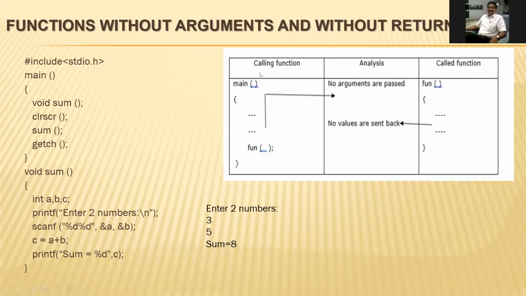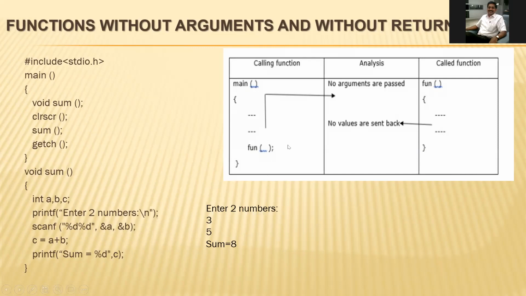Okay. So this is the first category, that is without arguments and without return values. That is, no arguments and no return values. We can say that there is no communication between these two functions. Only the called function is called here, but there is no communication. This is called no communication between the different functions in the program.